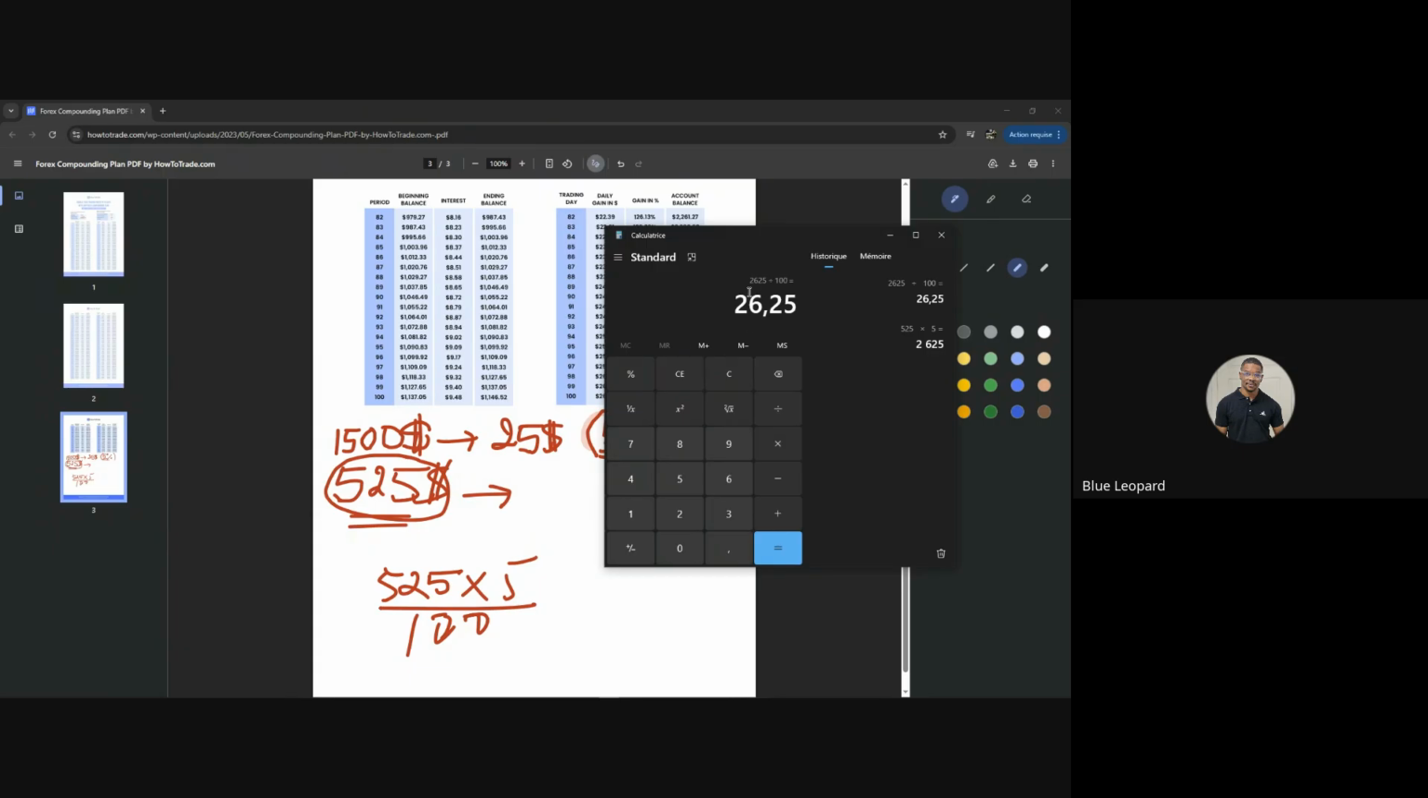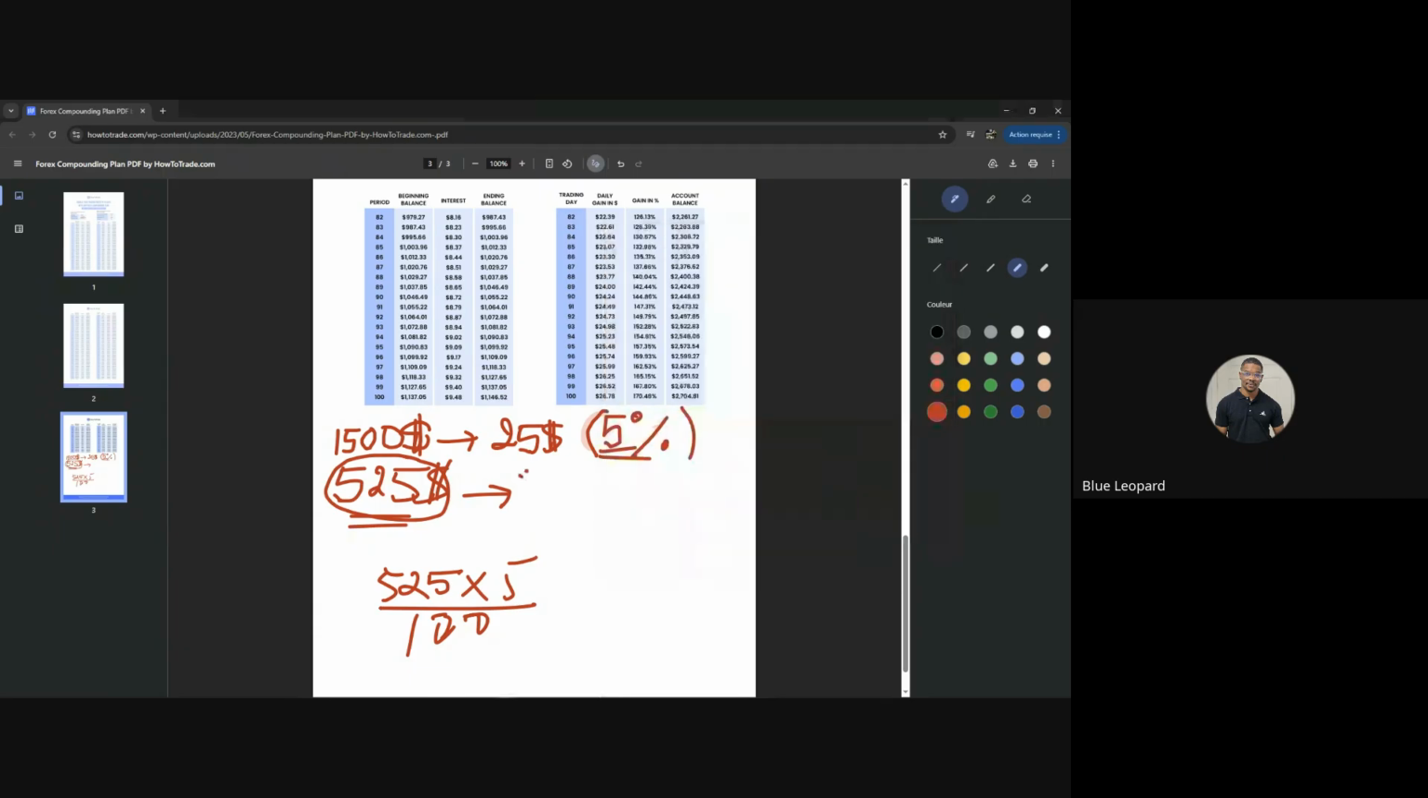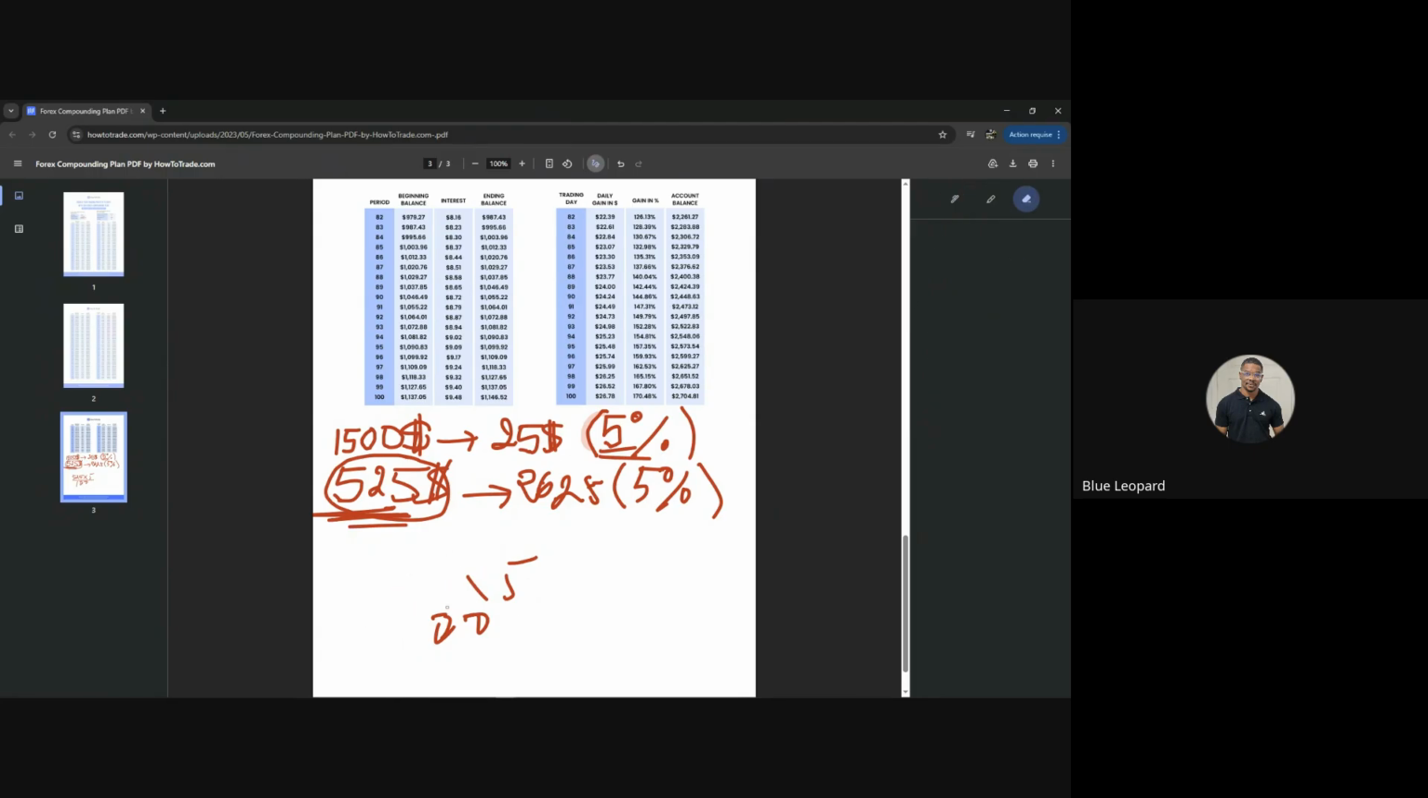Now, this is the amount you will risk. The risk will not be $25. It will be 26.25. It still means 5% of what? Of this guy here. But when I put the benefits, now let me go back here. I really hope I'm explaining it properly. Let's go now. Trying to clean this.